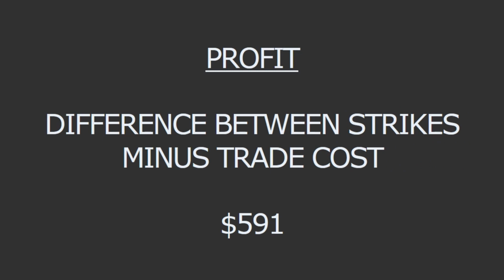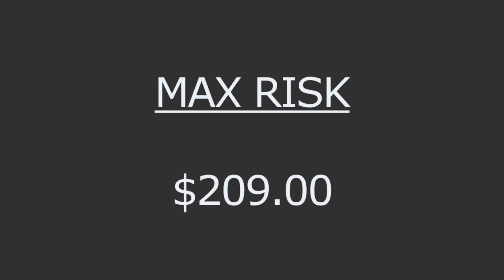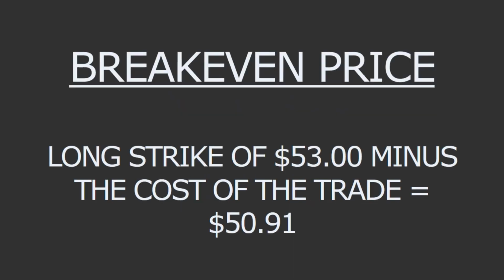So our profit potential on this trade is limited to the difference between the long and the short strike of $8 minus the cost of the trade on, which was $2.09. Our profit potential is $591. The maximum risk is what we paid for the trade, $209. Our break-even price is a long strike of $53 minus the cost of the trade, gives us $50.91.